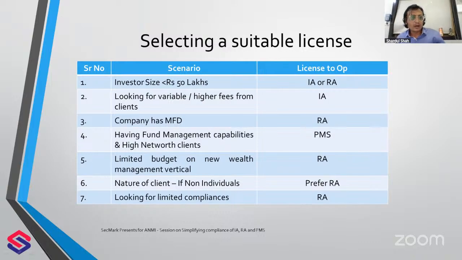Sixth such scenario is the nature of the client. If non-individual, you can prefer research as against IA, because under RA, non-individual customers are permitted, where a higher amount of fees can also be taken. So if you can see, under scenarios 2 and 6, I had given two different recommendations. If you want a higher fee, IA is there, but if your clients are mostly non-individual, you may prefer the research license because of the liberty. Looking for limited compliance, research is always better.